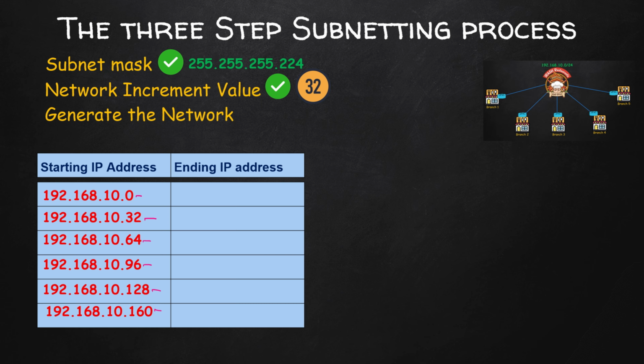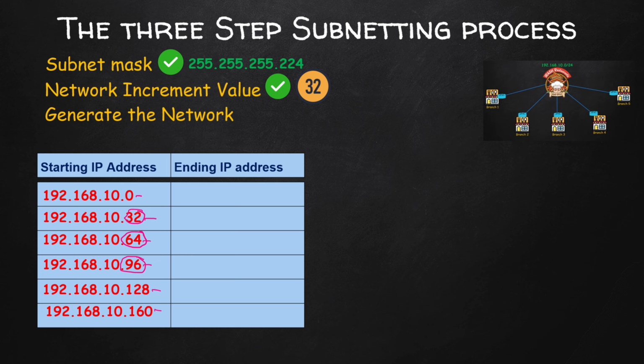Now you need to find the ending IP address of your network. And how do you find the ending IP address of a network? Just subtract 1 from the starting point of the next network. So this is 32. When you subtract 1, you get the ending IP address of the previous network. Same here. Here it is 64. Subtract 1, so you will get the ending IP address of the previous network.